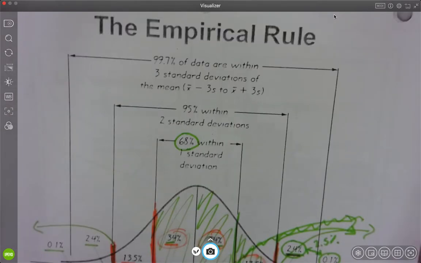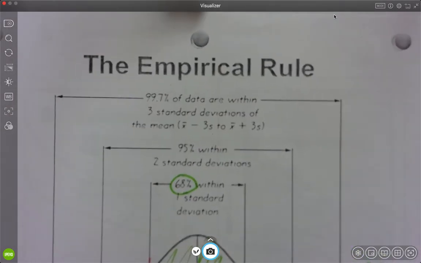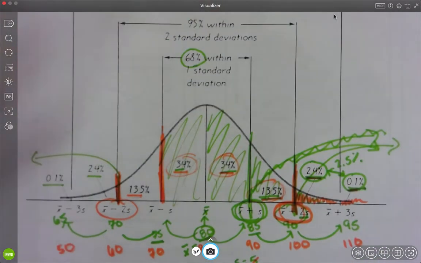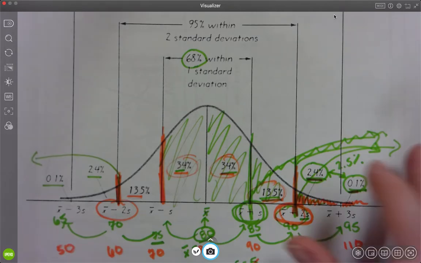So lots of things going on in this section. Hopefully your empirical rule sheet looks a little bit better than mine does. I've kind of written all over it, but hopefully you can get the idea.